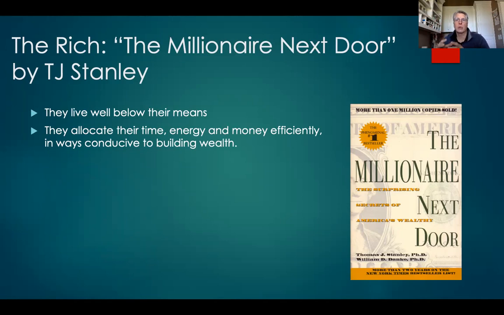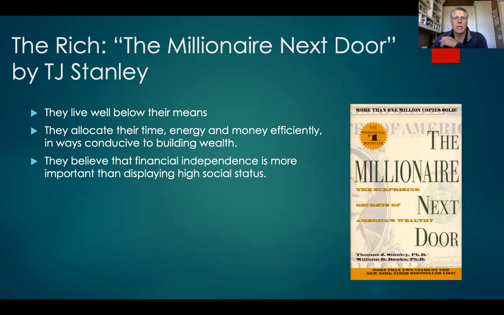The millionaire next door is not defined by income. The millionaire next door is defined by having $1 million of wealth, okay? They allocate their time, energy, and money efficiently. They're very efficient in their allocation of time, energy, and money in ways conducive to building wealth. So their value and their focus is on wealth, and they're using their time, energy, and money efficiently in that endeavor.